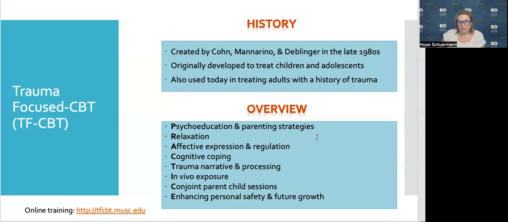Then you move into affect expression and regulation. From emotions, we move to thoughts, so cognitive coping. After you've done all that preliminary work, you're going to move into the trauma narrative, which, as we talked about before, could take multiple sessions to work and edit through multiple trauma narratives. In situations where it is fitting, you could do in vivo exposure, but that's not always going to be necessary. Again, if you are working with a child, you could move into parent-child sessions. And then lastly, what you'll work on is enhancing personal safety and growth.